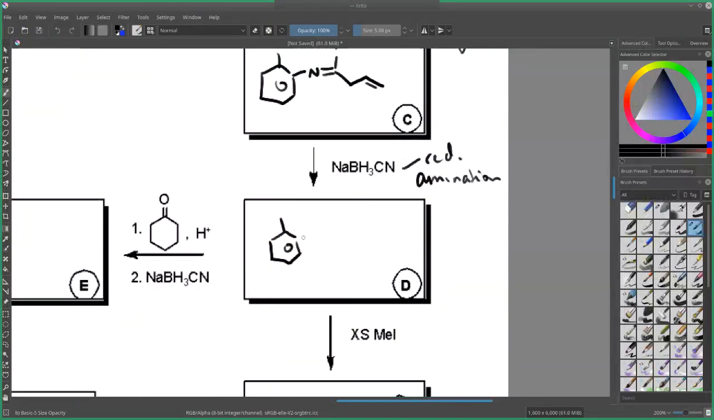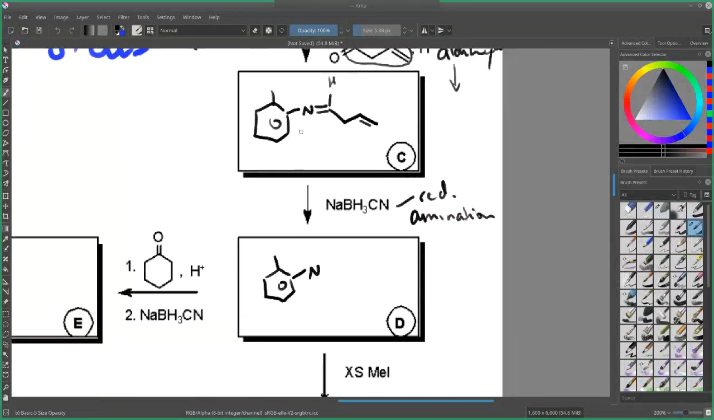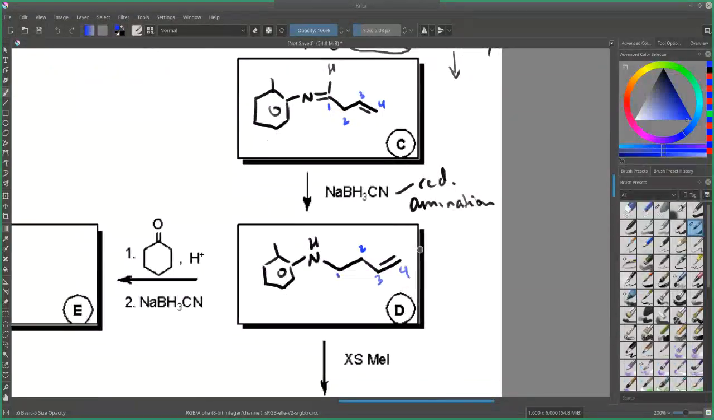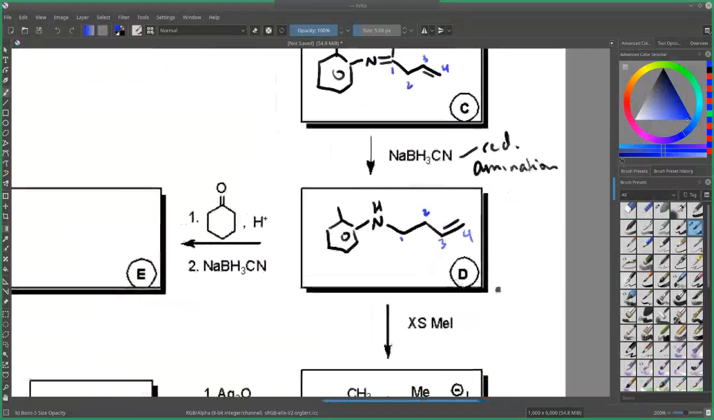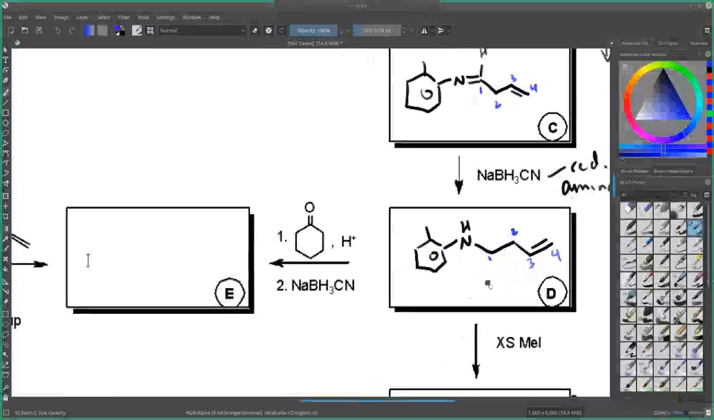So we're going to keep our ring, and if we want to reduce this N into having only single bonds, then we have to give it a hydrogen, and otherwise everything else will stay the same. So how about I count 1, 2, 3, and 4 to make my life easier. That's what we have. All right, let's keep going through the alphabet, I guess. So E now.